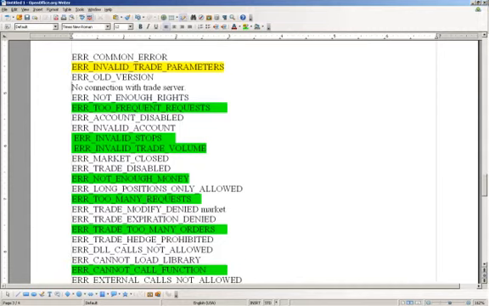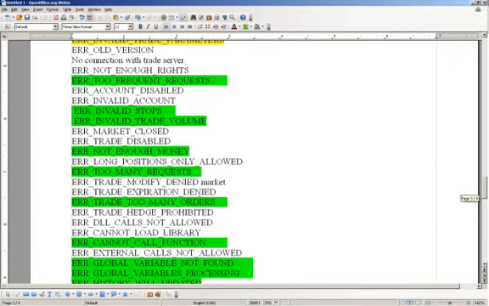Market closed. We kill it. Trade disabled. We kill it. Not enough money. We kill it. Long positions only allowed. That's from the broker. You can't hedge. Too many requests in a row. We kill it. Trade modified or denied. We kill it. Trade expiration denied.